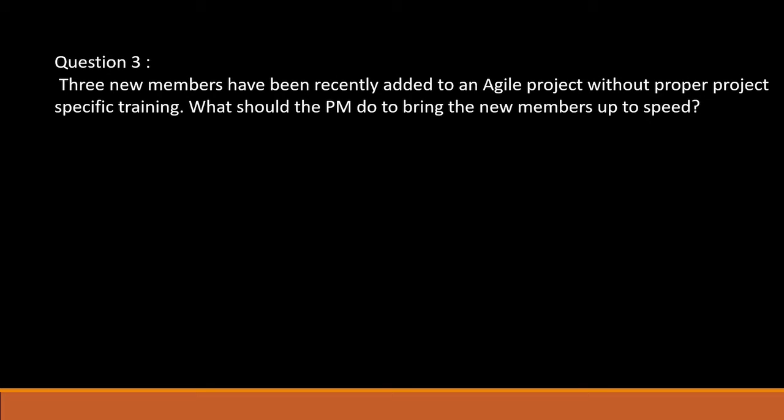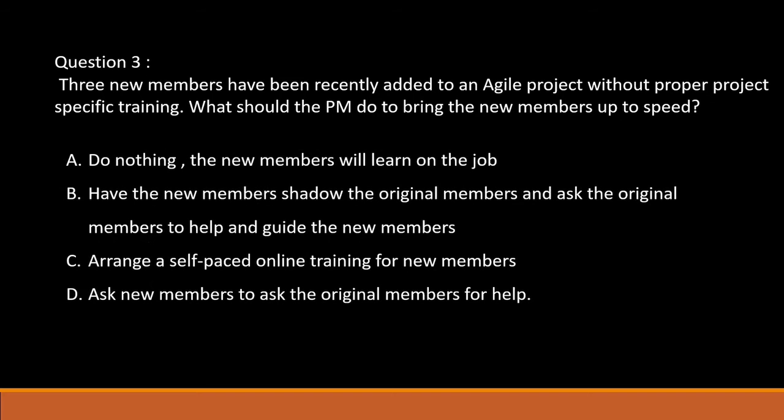3 new members have been recently added to an Agile project without proper project-specific training. What should the PM do to bring the new members up to speed? The options are: A, do nothing. The new members will learn on the job. Option B, have the new members shadow the original members and ask the original members to help and guide the new members. Option C, arrange a self-paced online training for new members. Option D, ask new members to ask the original members for help.